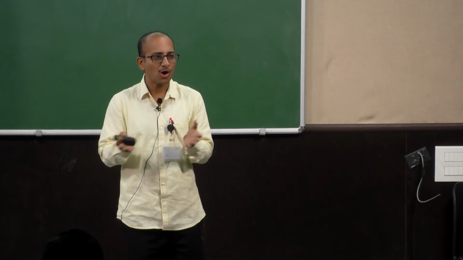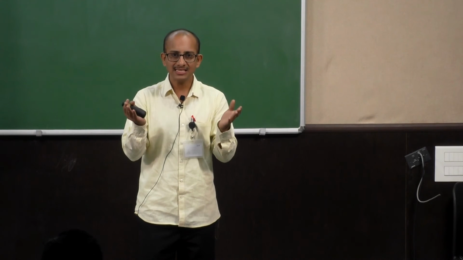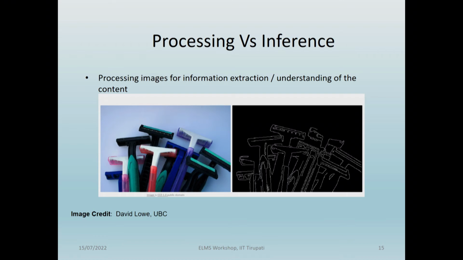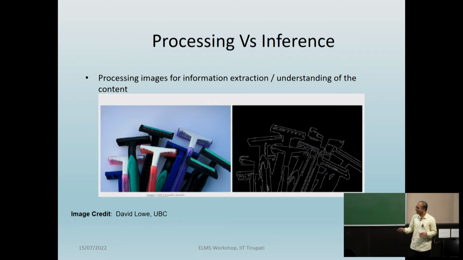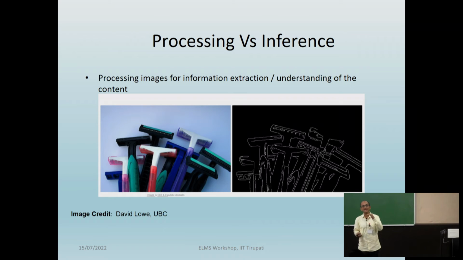See, after processing we have seen the edges, but edges are not the end. Say for example, here the problem is how many razors are there in this? I would like to know the count. What should I do? I have found edges somehow. What do you think next I should do? Any guess on this? So we have a razor image and we have found the edges of that image, got the boundaries. Now the next step is we would like to know how many razors are here. So this is called inference.